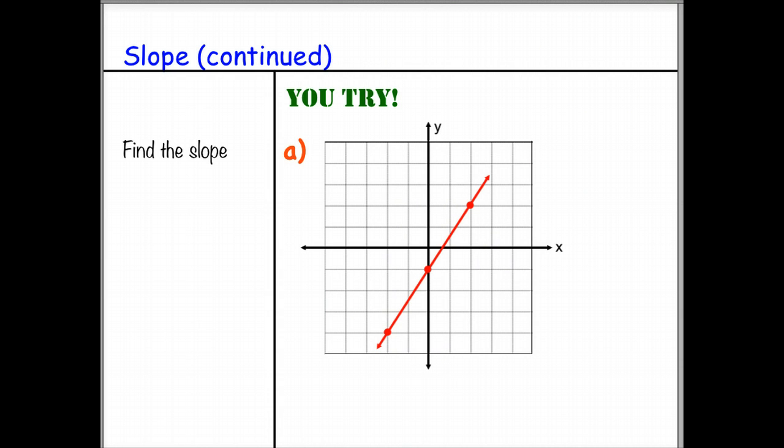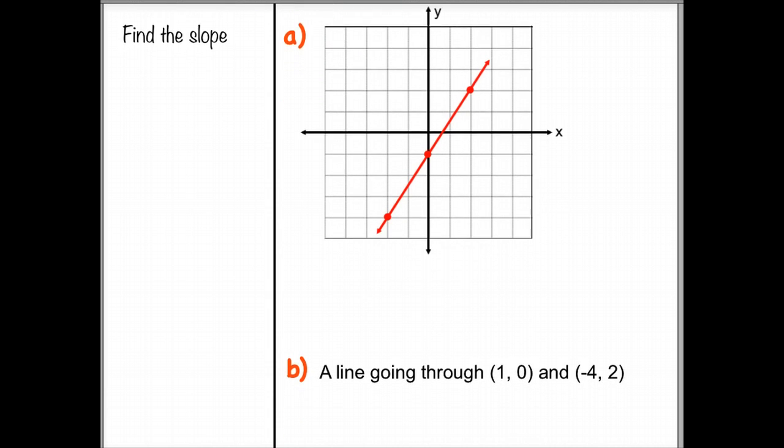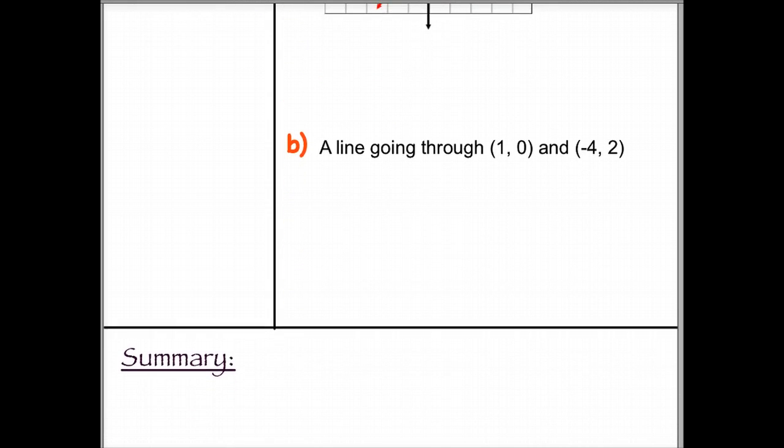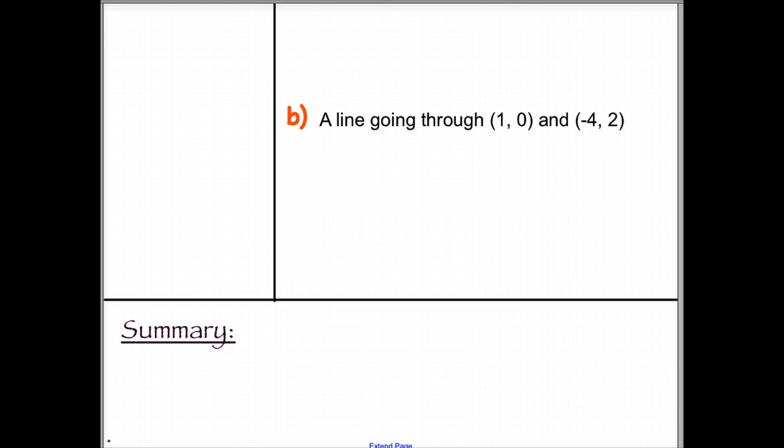Now you try these problems. The first problem is a graph. So you are going to find the slope given a graph, and then you're going to find the slope given 2 points. Also, don't forget about that summary. It's super important.